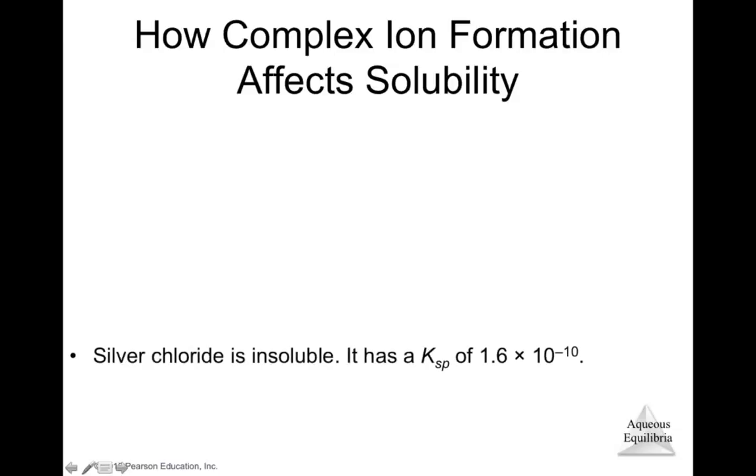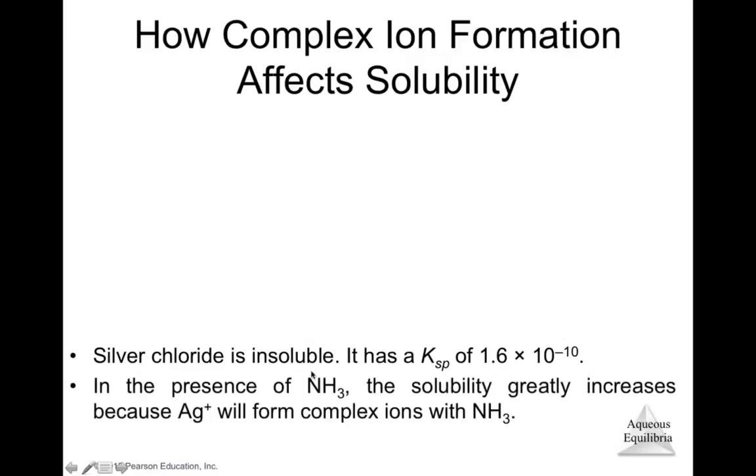So, we have silver chloride that is insoluble, as we mentioned before. The Ksp is 1.6 times 10 to the power of minus 10. This is pretty insoluble. But when we add NH3, the NH3 acts as a Lewis base and the silver as a Lewis acid. So this will increase the solubility of silver by forming the complex ion with ammonia.